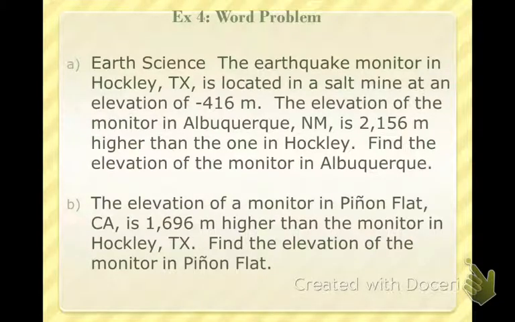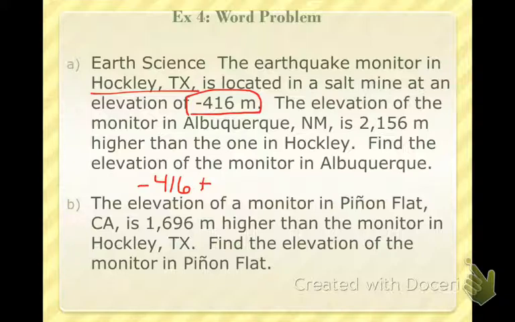Okay. So usually word problems will have science involved or some kind of architecture or something like that. So earth science. The earthquake monitor in Hockley, Texas is located in a salt mine at an elevation of negative 416 meters. So Hockley is negative 416 meters. Plus the elevation, remember we're doing addition, so I'm guessing I'm going to put a plus sign.